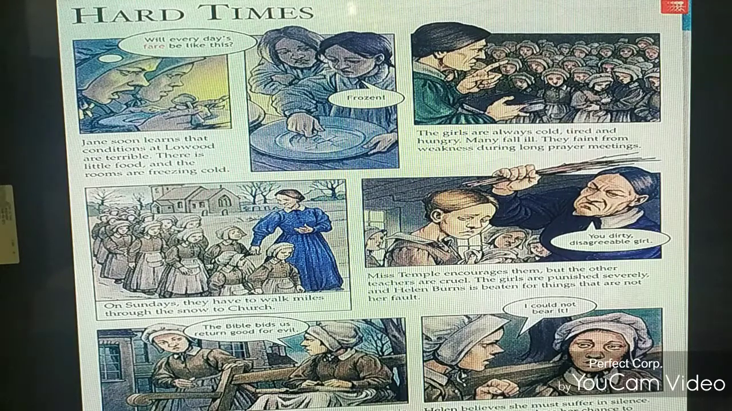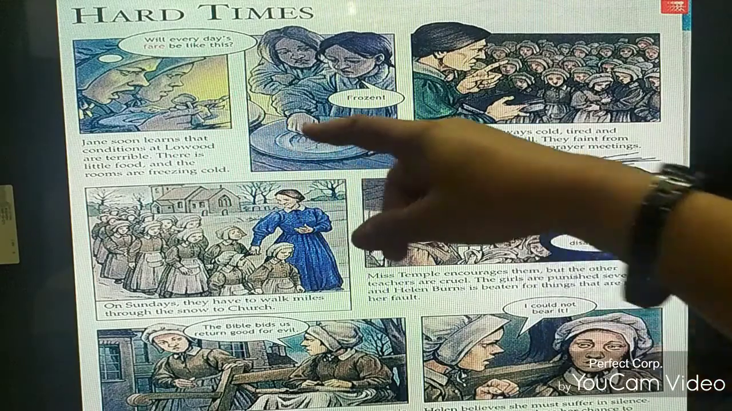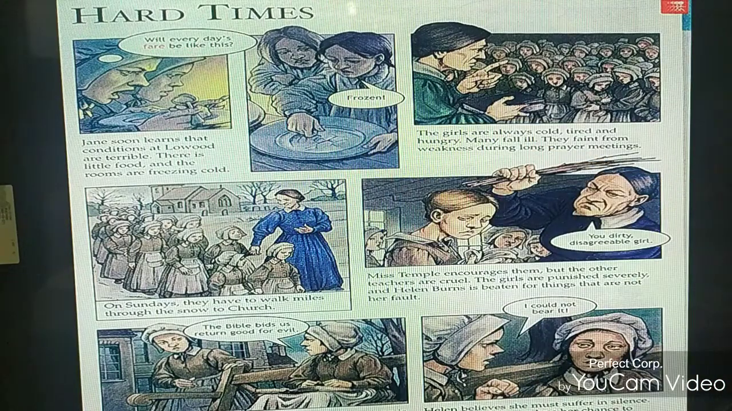So students, I'm taking from the very first scene of this part, that is, girls are eating their frozen food. You can see there, and Jane is thinking to herself, why every day do they have to take this kind of cold chilled food in this winter, and it will be harmful for health.